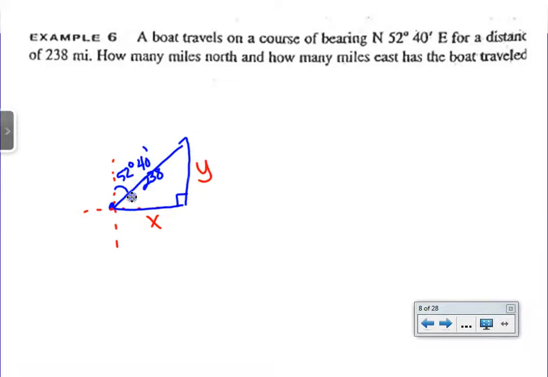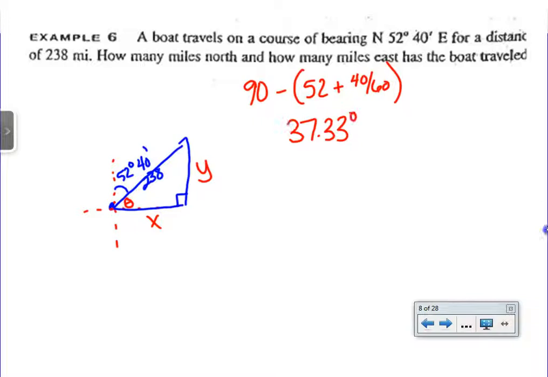Now, part of the issue is we need to calculate this angle right here by saying 90 minus 52 degrees 40 minutes. So remember, on our calculator, you can either change it to 52 degrees and 40 minutes using your symbols, or you can say 52 plus 40 over 60, and you're going to get a decimal degree, and that's okay. So it's 37.33 degrees in that little corner. So right here is 37.33.